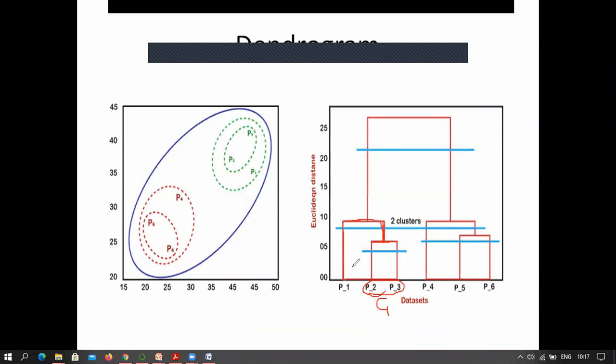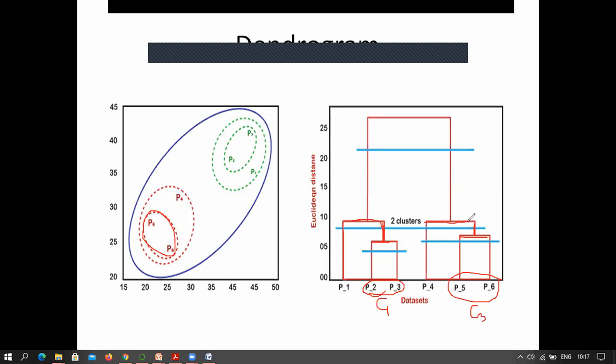Next, suppose you are combining P4 and the cluster represented by P5, P6. Again, the same thing: you take one line starting from the center of this, which represents this cluster. Suppose this is your C3 and P4. So you are combining them.